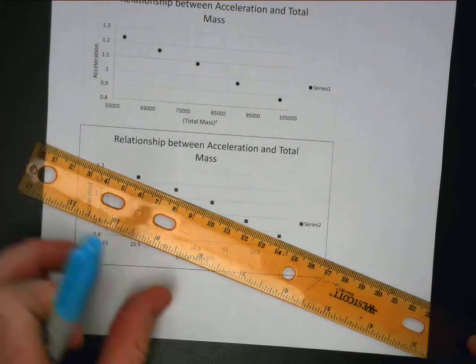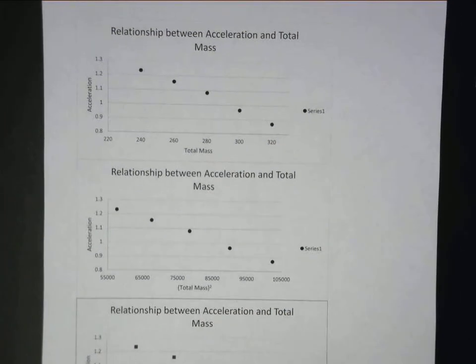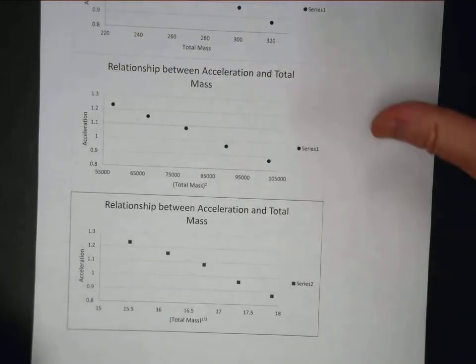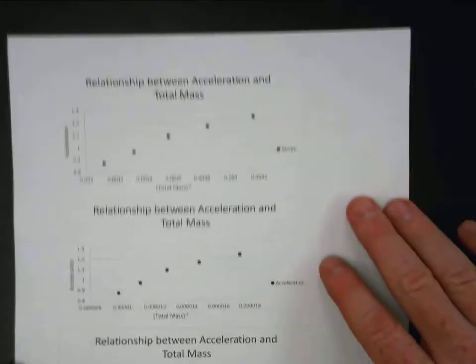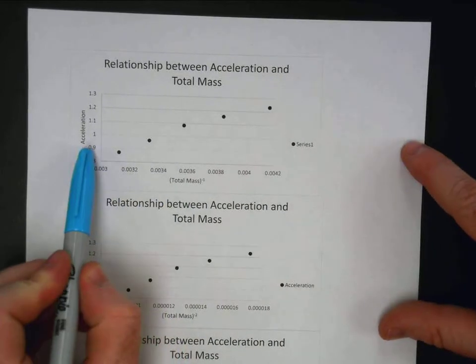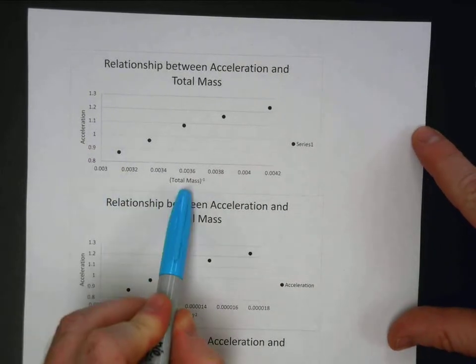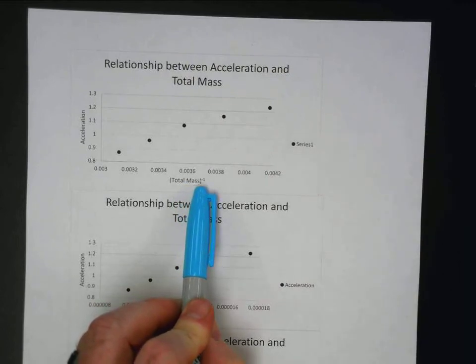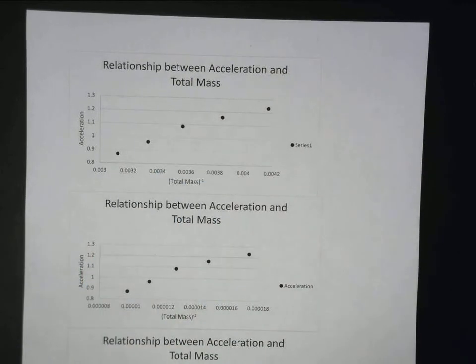So what I'm going to do is discount these guys. I'm looking for a graph that looks linear with a positive slope to it. These all have negative slopes, so I'm going to get rid of these and not consider them. Here I've got acceleration as affected by the inverse of total mass, so total mass to the -1 power. And it's got the right slope to it.